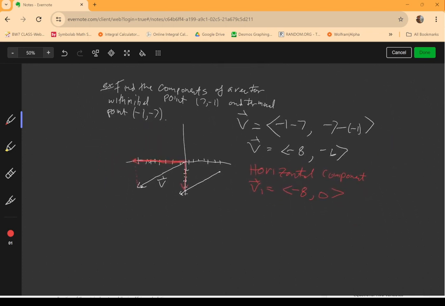And my vertical component would be the y component. So we'll call that V2. And so it'll have no x component, so we'll call that 0, no horizontal, and all the movement along the y. So that'll be -6. All right, so when we say find the components of the vector, we're referring to the horizontal or the x component and the y component, and breaking it down into the directions in both of those directions.